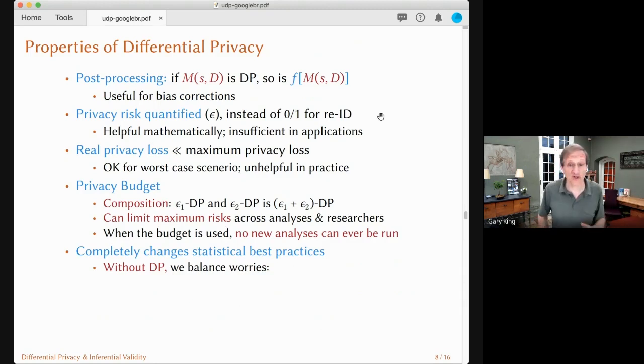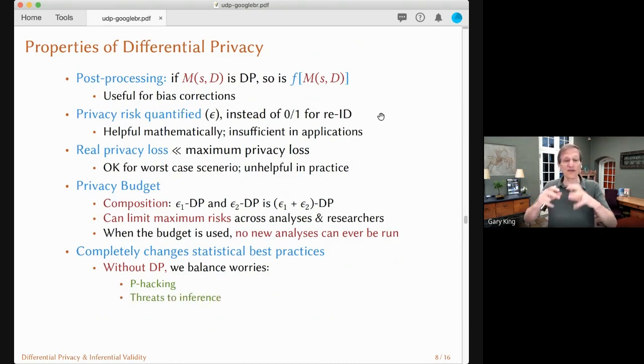Anyway, without differential privacy, we balance worries. And there's two worries. One worry is p-hacking. We worry about the researcher. The researcher might try so hard to get their result that they tweak the regression, they tweak the analyses until they get the results, and they have proof that it is possible to find results consistent with their hypothesis rather than demonstrating the veracity of their results. So that's p-hacking. That's one worry.